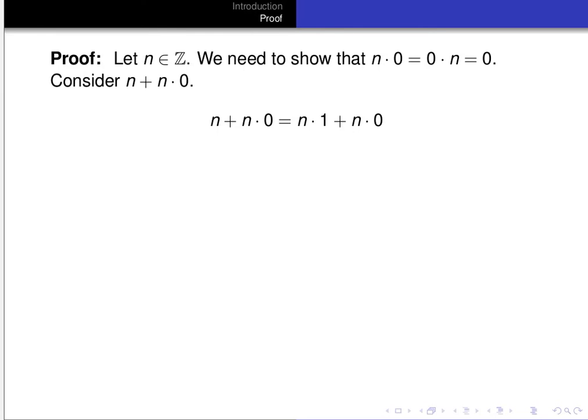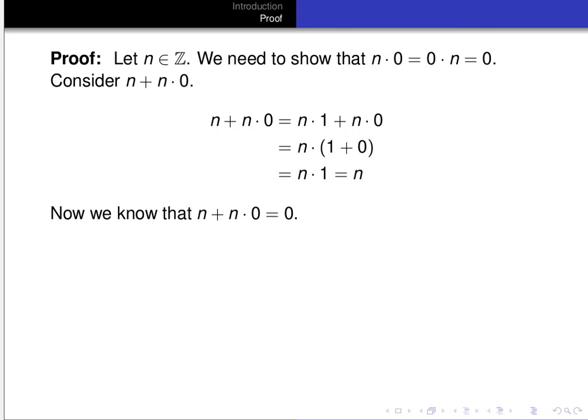Well, we know that n plus n times 0 is equal to n times 1 plus n times 0, just by definition of the multiplicative identity. Then we can use the distributive property to pull out the n, so this is equal to n times the quantity 1 plus 0. And of course 1 plus 0 is 1, since 0 is the additive identity, and n times 1 of course is n. Okay, so we've established then that n times 0 behaves like 0, at least in this equation. In other words, we know that n plus n times 0 is equal to n.